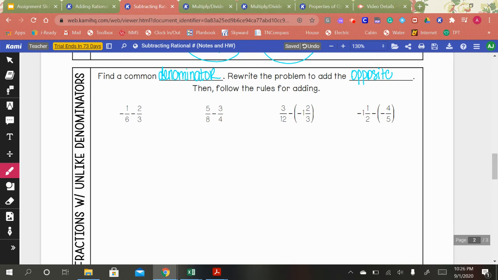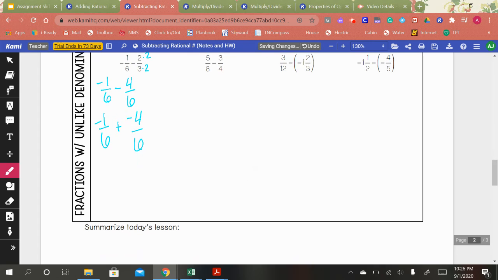All right, first things first, common denominator is 6. So I have -1 over 6 minus 4 over 6. Then I need to take the subtraction problem and rewrite it as an addition using keep, change, change. All right, I have 2 negatives that I'm going to add together, so my answer is going to be negative. I add the numerators. -1 plus -4 is -5. I keep my same denominator. I cannot simplify, so this problem is going to be -5 over 6.